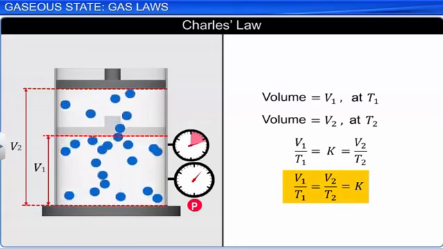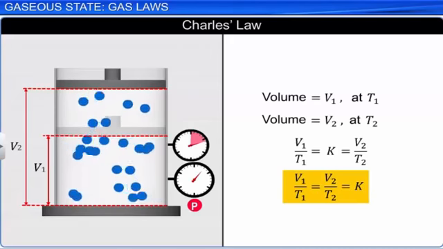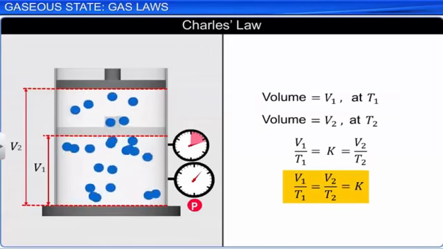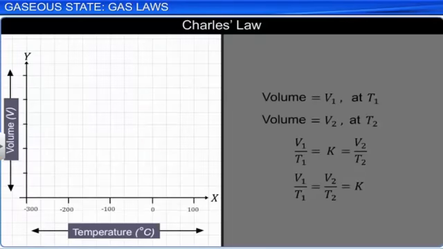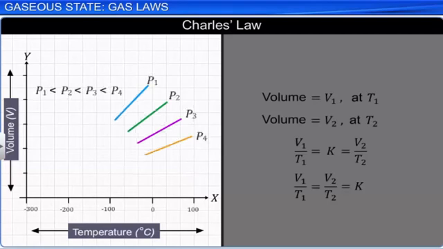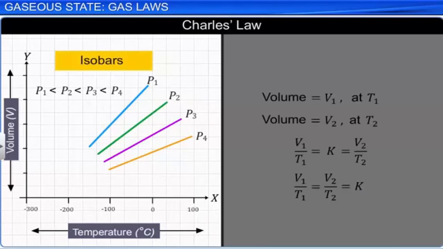For a given amount of gas, if we plot the variation of volume versus temperature at different pressures, we get different straight lines corresponding to each pressure. These lines are called isobars. You can observe that all the straight lines, on extending to zero volume, intercept the temperature axis at minus 273.15 degrees Celsius.